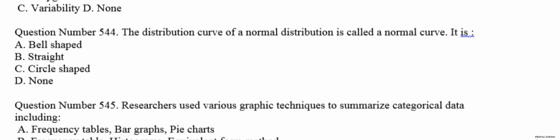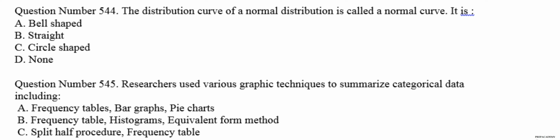Question number 544. The distribution curve of a normal distribution is called a normal curve. It is A. bell-shaped, B. straight, C. circle-shaped, D. none. The correct answer is option A, bell-shaped.